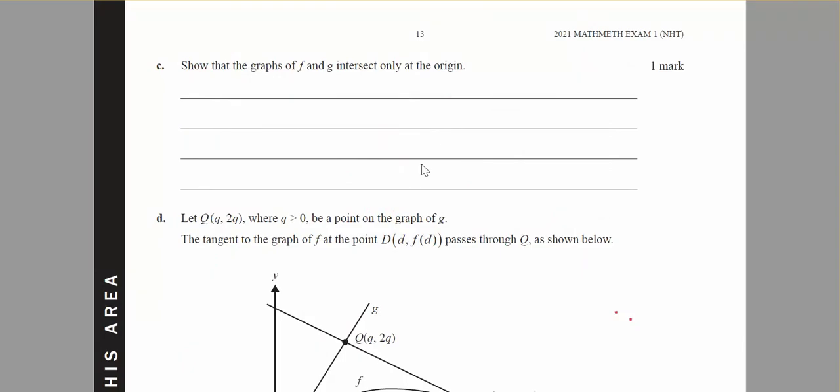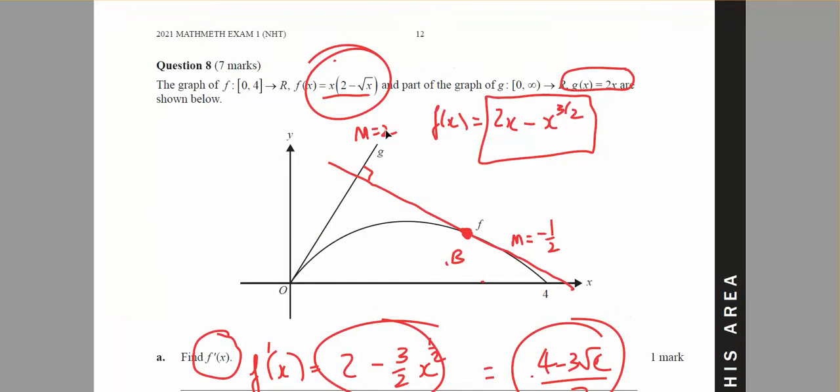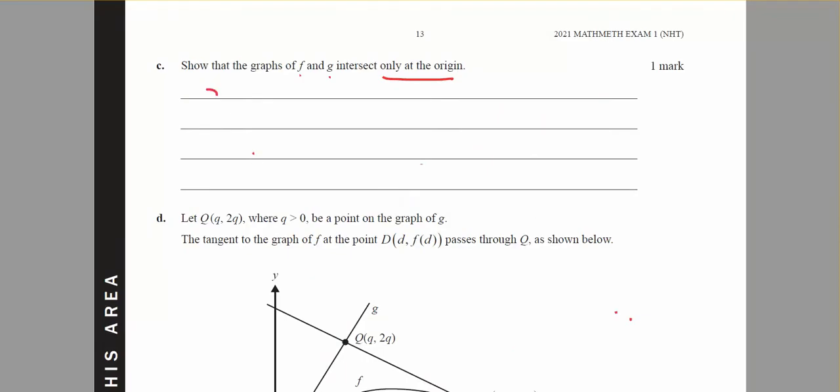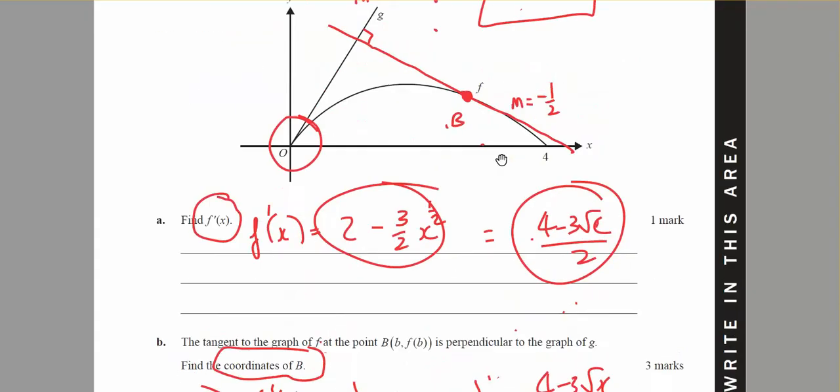Over the page, show the graphs of G and F intersect once, only at the origin. F and G, so this here, so I want to set these two equal to each other. And I've got to show that they intersect at the origin. So I've got 2x minus x to the 3 on 2 equals 2x. Correct?